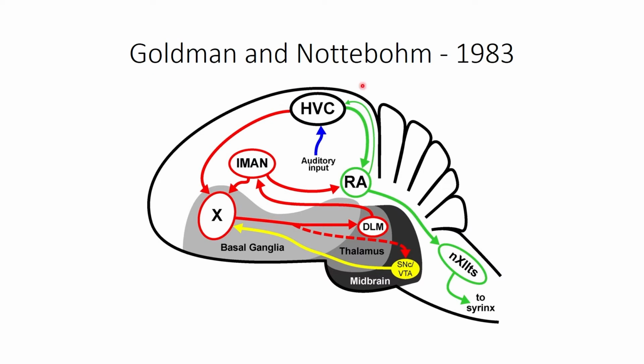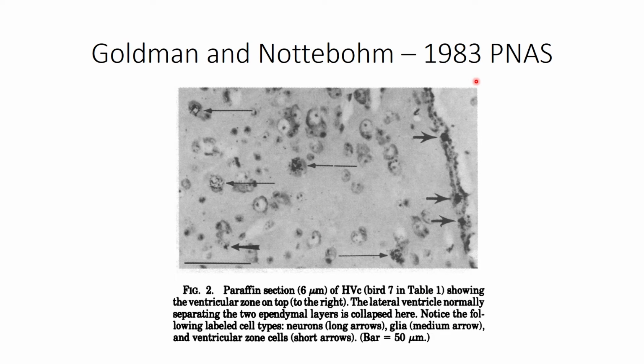For now, all I'm going to focus on is the fact that HVC was thoroughly investigated by Goldman and Nottebohm in 1983. They basically repeated what Joseph Altman did in the 60s using songbirds this time. Here's a picture of what that looks like. So this is the ventricle here, okay? So they had turned the ventricle on this side. In the ventricle, they could see cells that had a lot of tritiated thymidine. So these would be the neuroprogenitor cells.